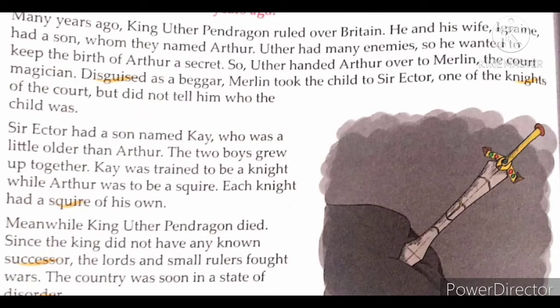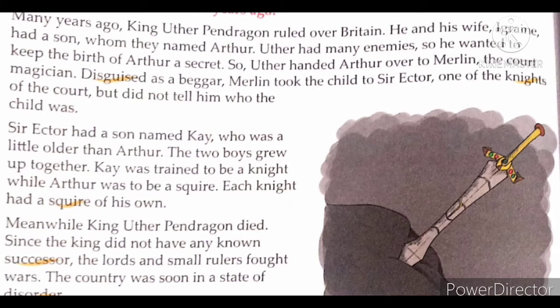Many years ago, King Uther Pendragon ruled over Britain. He and his wife Igraine had a son whom they named Arthur. Uther had many enemies, so he wanted to keep the birth of Arthur a secret. So Uther handed Arthur over to Merlin, the court magician. Disguised as a beggar, Merlin took the child to Sir Ector, one of the knights of the court, but did not tell him who the child was.